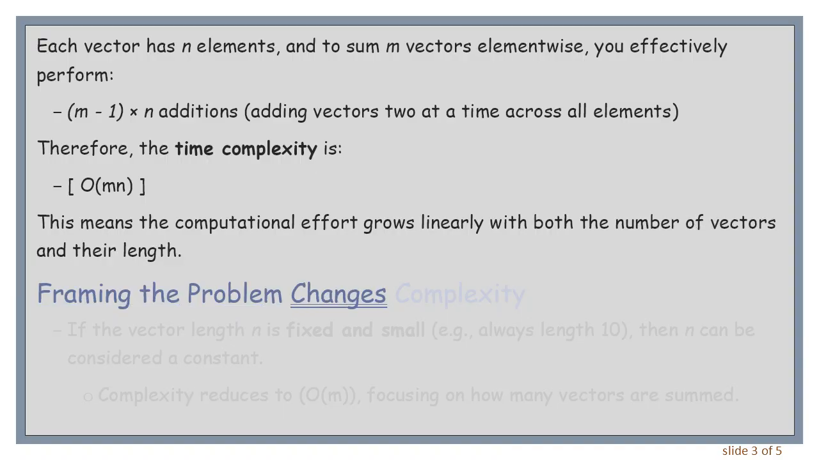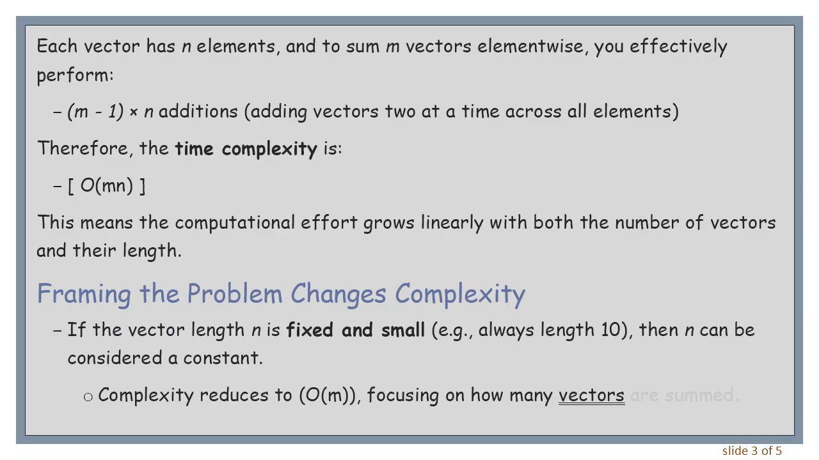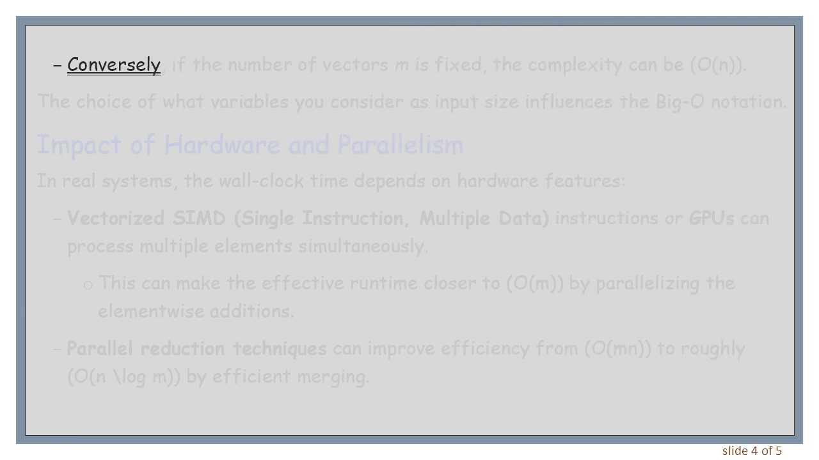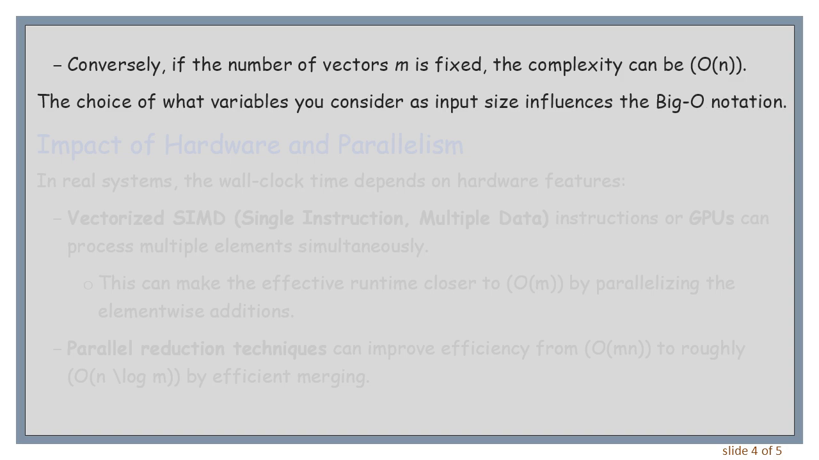Framing the problem changes complexity. If the vector length n is fixed and small, for example, always length 10, then n can be considered a constant. Complexity reduces to m, focusing on how many vectors are summed. Conversely, if the number of vectors m is fixed, the complexity can be n. The choice of what variables you consider as input size influences the big O notation.